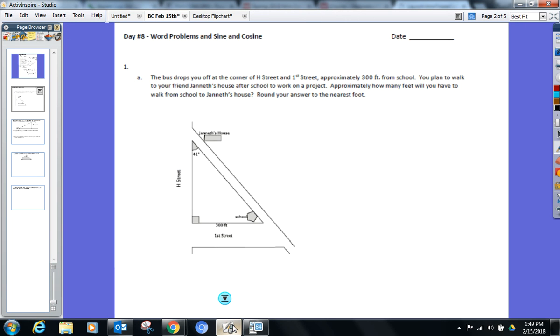All right, first one up. You can read through it. We're at the bus stop. It drops you off at H and First Street at the right angle. It's about 300 feet from school. You plan to walk to your friend's house.